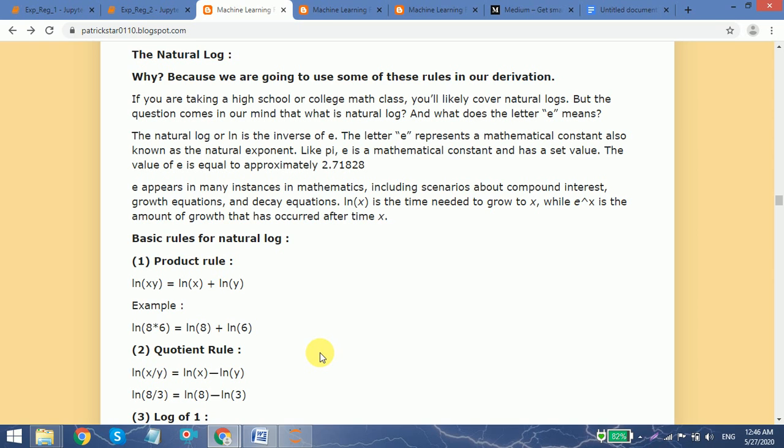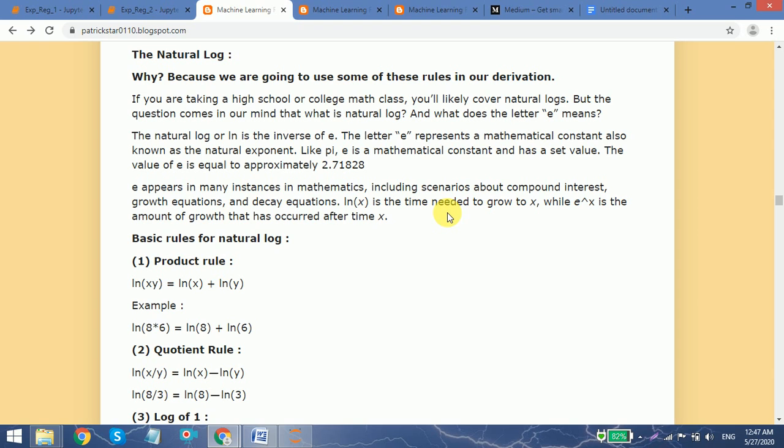If you're taking a high school or college math class, then you will likely cover natural logs. But the question that comes to mind is: what is natural log, and what does the letter e mean? The natural log, or ln, is the inverse of the letter e. The letter e represents the mathematical constant also known as the natural exponent. Like pi, e is a mathematical constant that has a set value. The value of e is approximately 2.7128. e appears in many instances in mathematics, including scenarios about compound interest, growth equations, and decay equations.